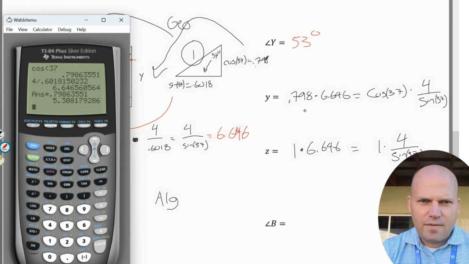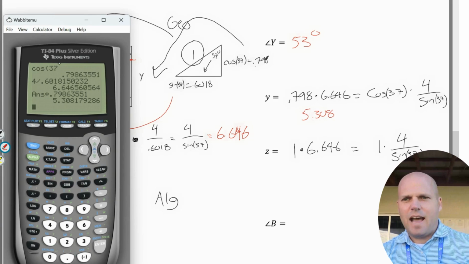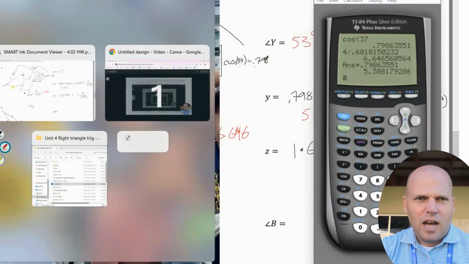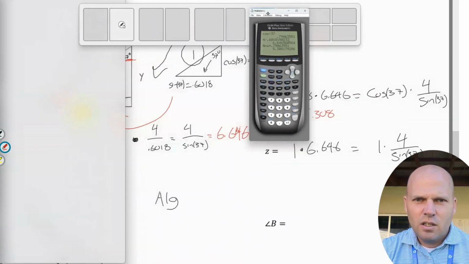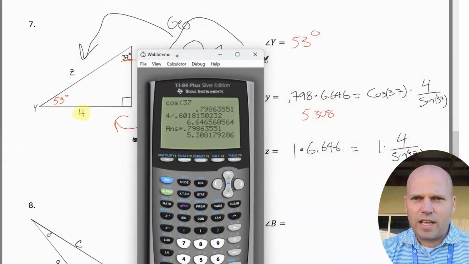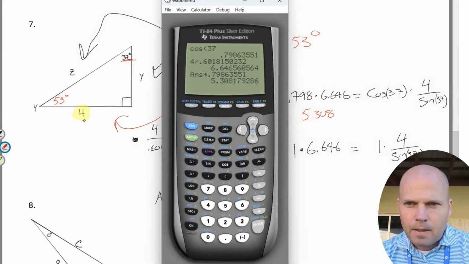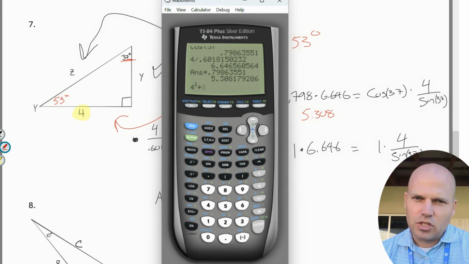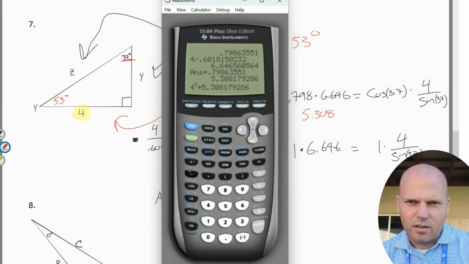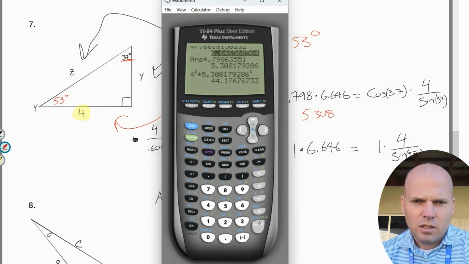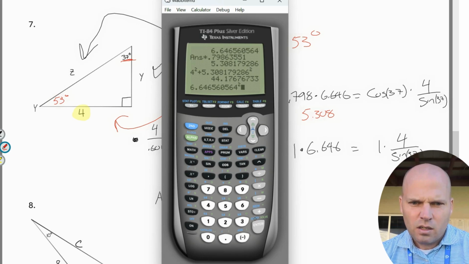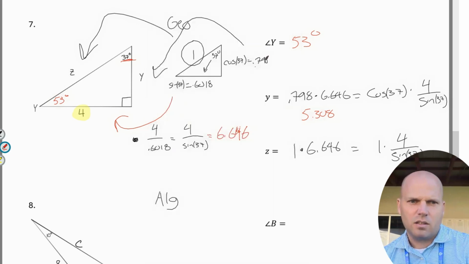And I get 5.308. Now, I'm not sure. I have no idea. Is this right? There's a bunch of decimals. I never like having just a bunch of decimals. What can I do to make sure? Use the Pythagorean theorem. 4 squared plus y squared will equal z squared. Okay, 4 squared plus, don't use the simplified, use the full one, y squared should equal z squared. Hooray. We did it.